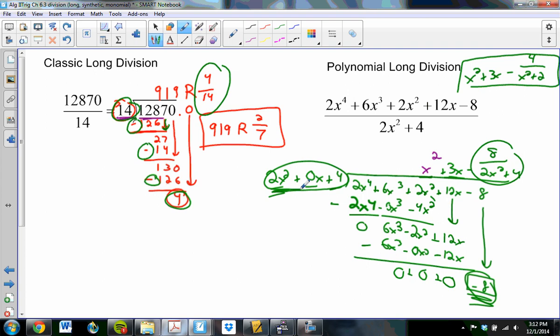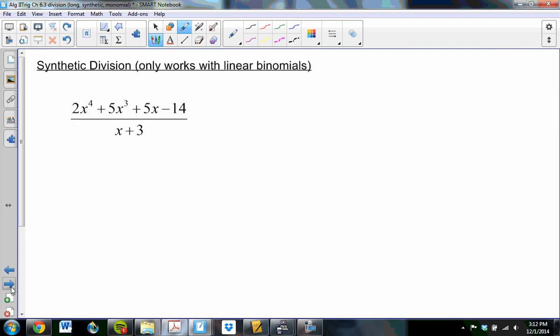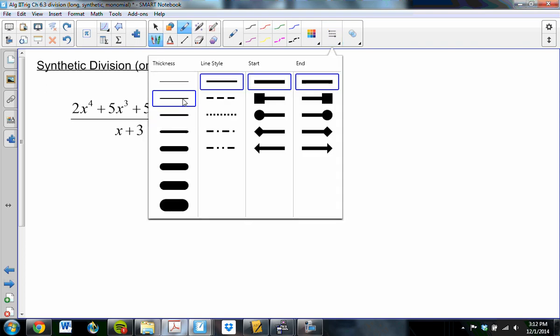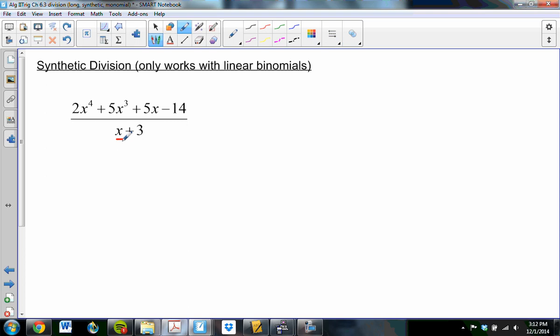I made a really dirty one so that when you watch the video, you can see all the pitfalls that can happen. This next one is called synthetic division. You're going to like it much better. Synthetic division is really nice, but it only works if you have a linear binomial, meaning this doesn't have any power besides 1, and there's only 2 terms.